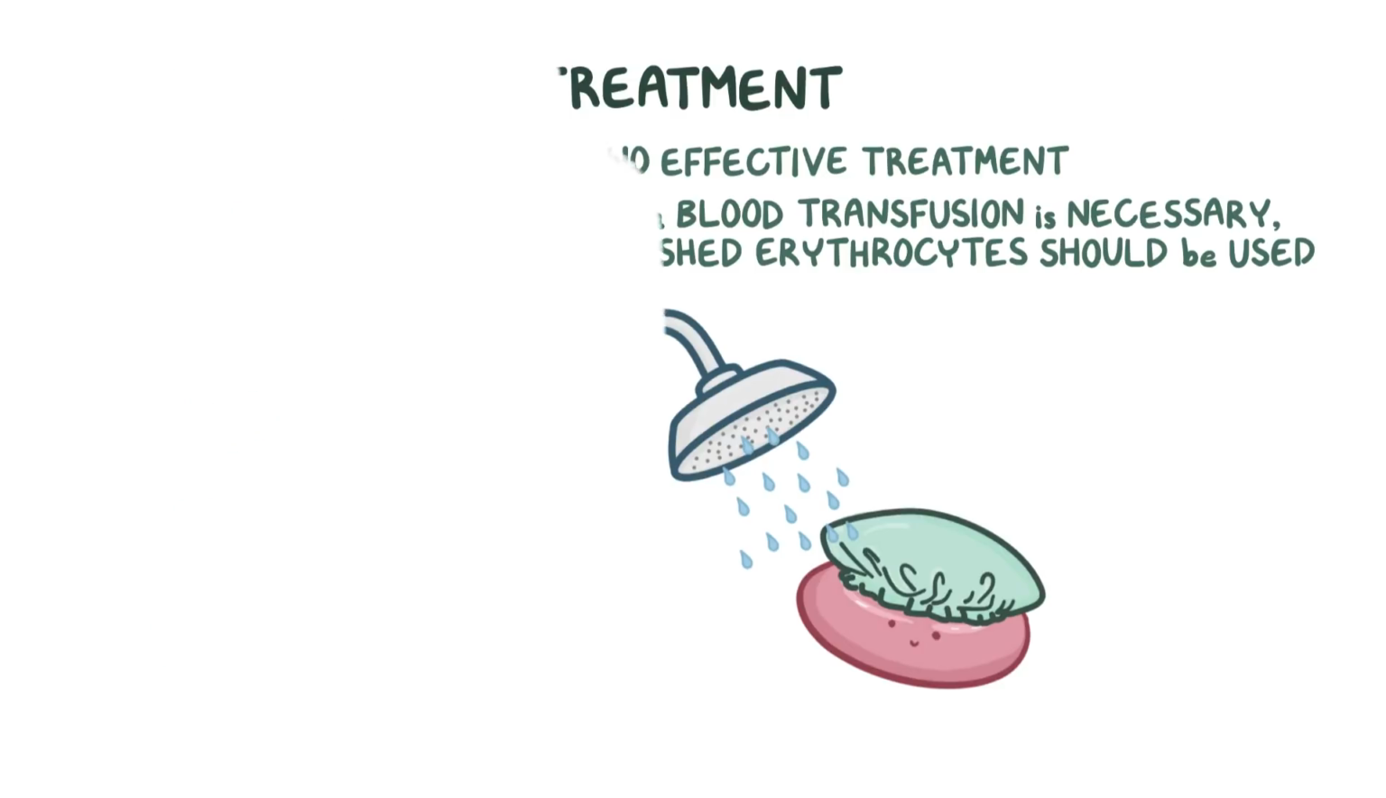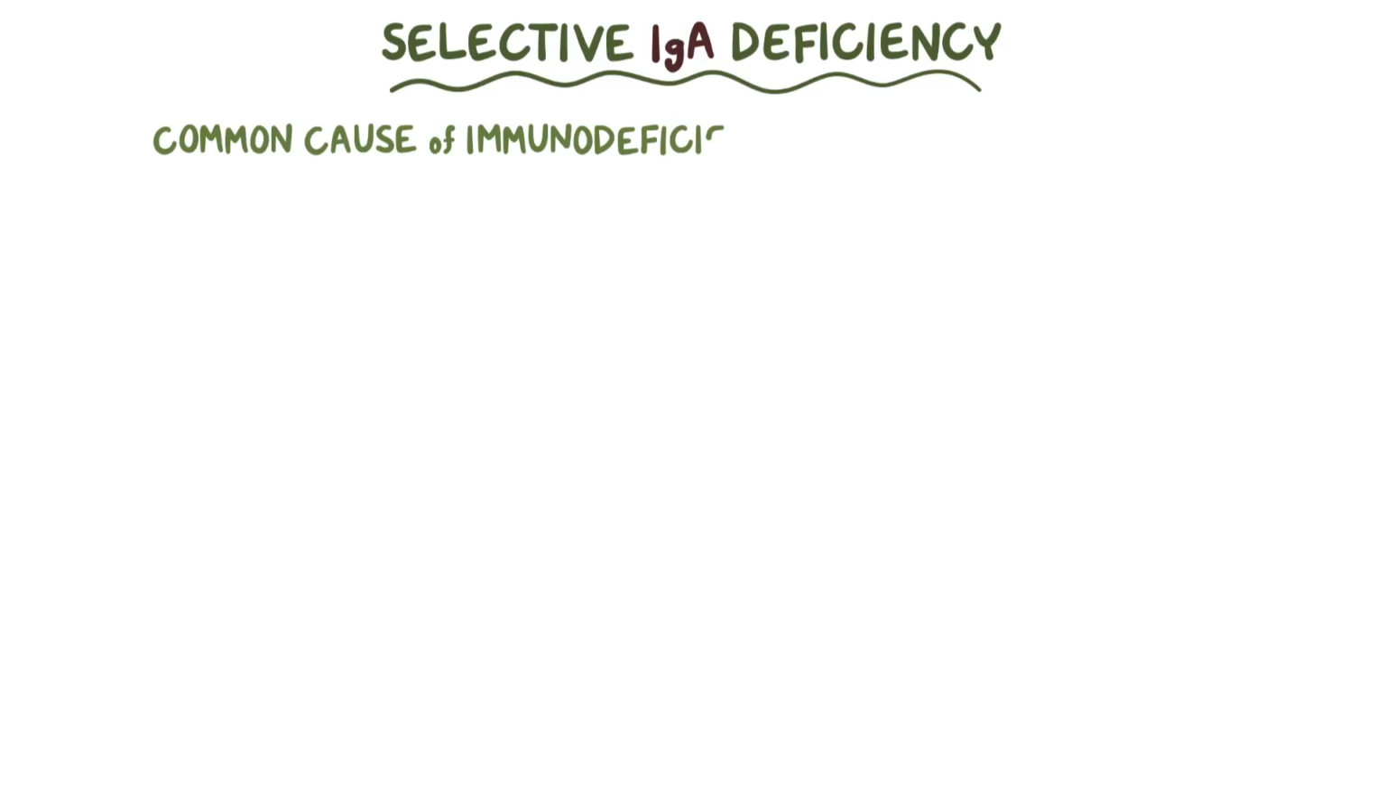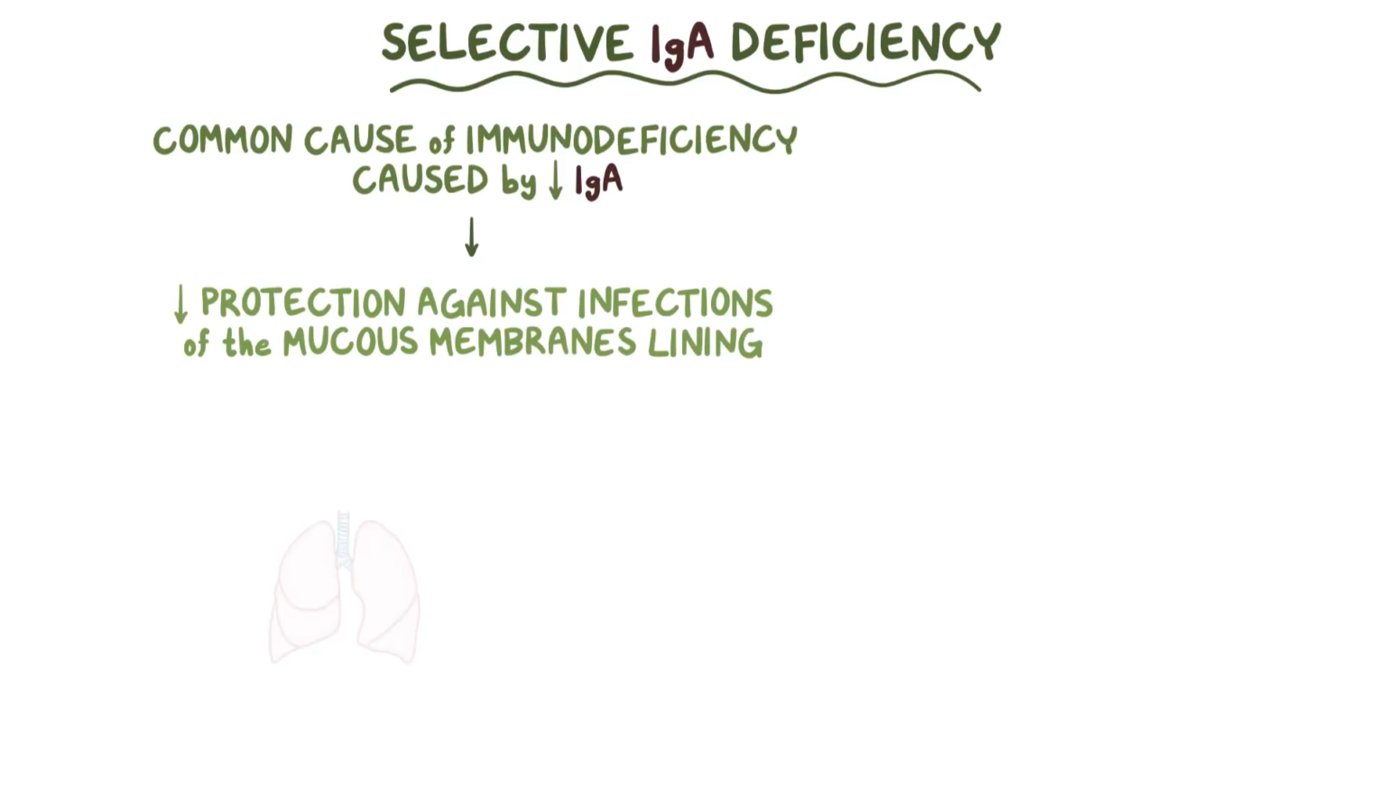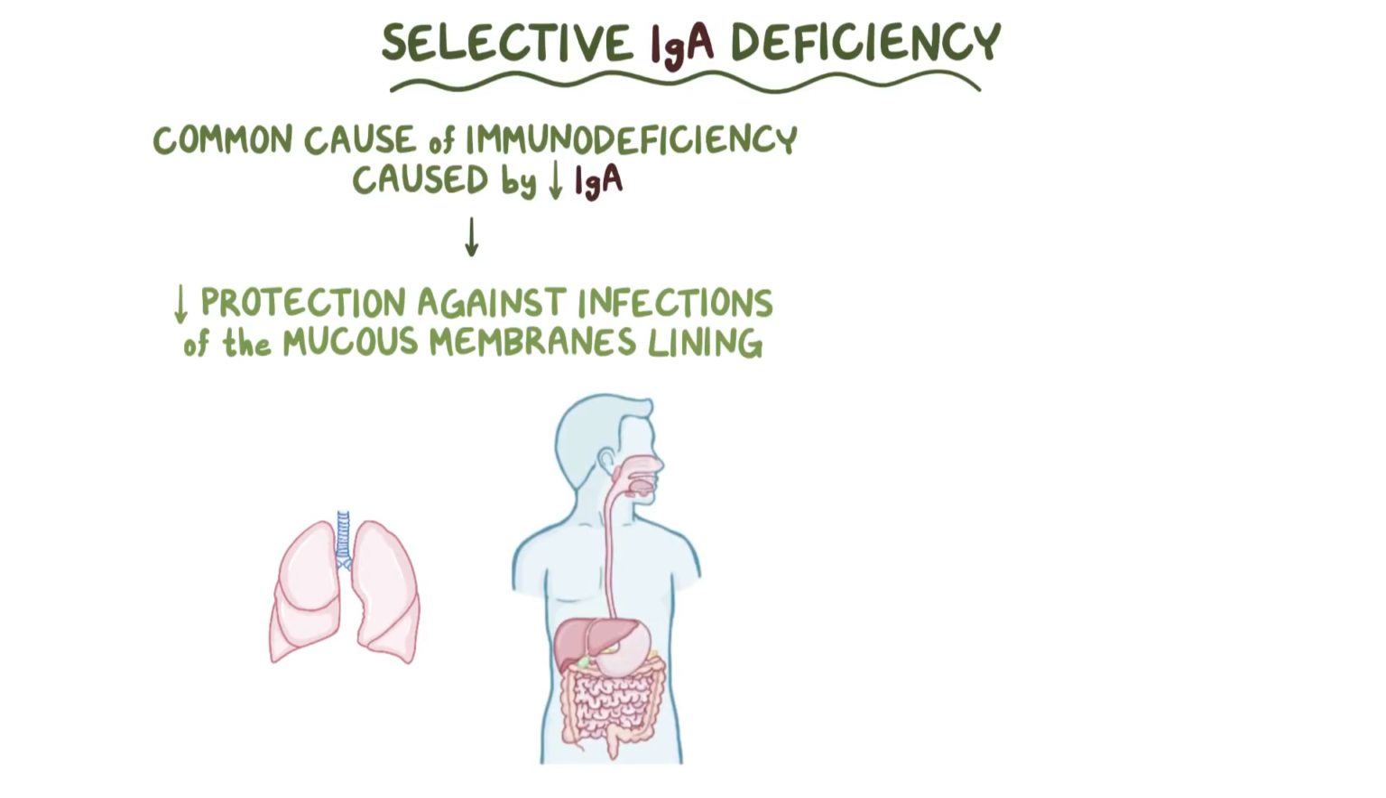Alright, as a quick recap. Selective IgA deficiency is a common cause of immunodeficiency caused by low amounts of IgA, resulting in low protection against infections of the mucous membranes lining the respiratory and gastrointestinal tracts. There are normal levels of IgM, IgD, and IgG, and slightly elevated levels of IgE.